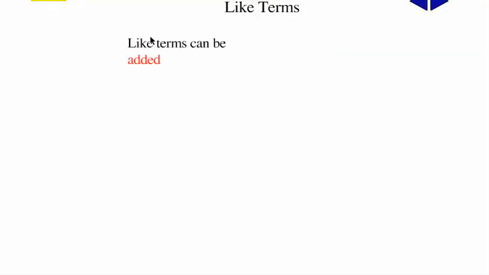Like terms can be added. Very important. So x plus x. Okay, you have an x, someone else gives you another x. Well, what do you got? 2 x's. 4y's plus 3 y's. You have 4 y's, someone gives you 3 other y's. What do you have? 7 y's.